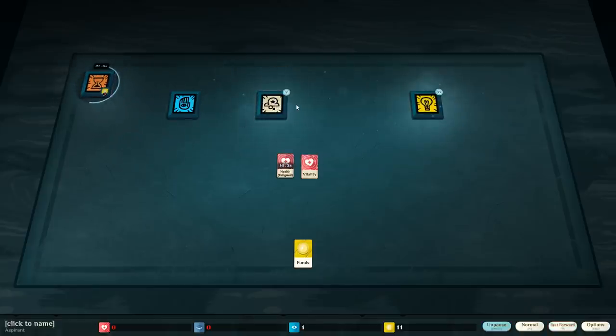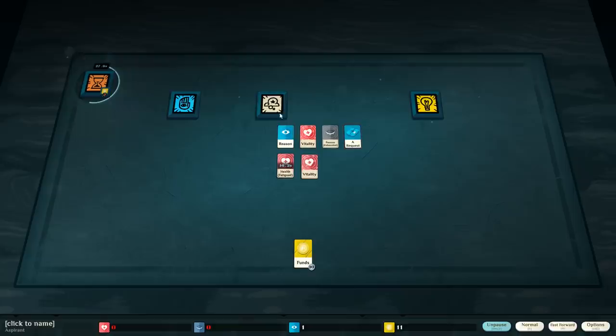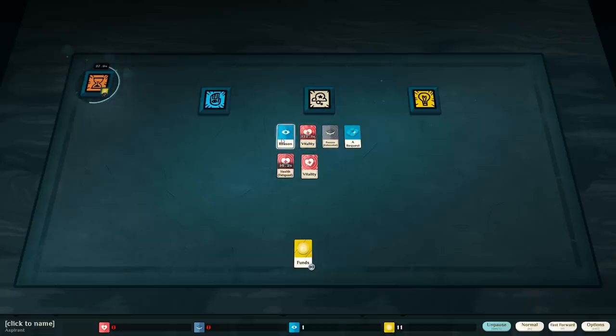Every time that ticks through, I need money. I need money to keep bills paid. But I've been bequeathed some money and a packet of peculiar papers, poetry, riddles, metaphysical speculations. Fuel for my reason. So at this stage, I've got a research tile, which I can use to research the unknown and indeed other things. I can just do things like, if I want to, research with reason.